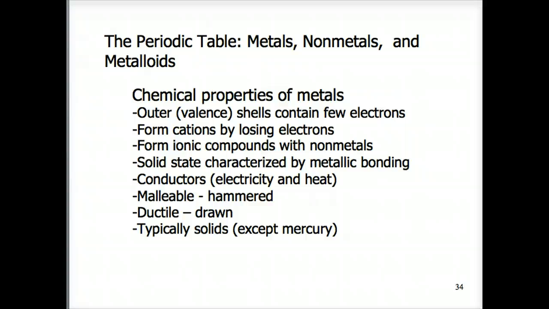Metals have different chemical properties than nonmetals. Metals have very few electrons in the outside shells, where we talked about where the electrons can live. They form cations. They form positive charges by losing their electrons. They then have fewer electrons than they do protons. They form something called ionic compounds with the nonmetals, and we'll talk about compound formation in the next section.